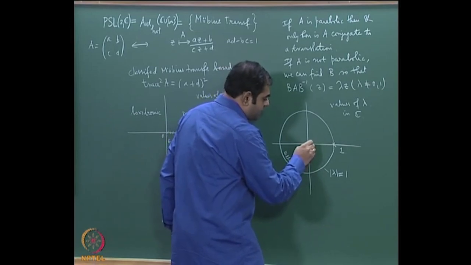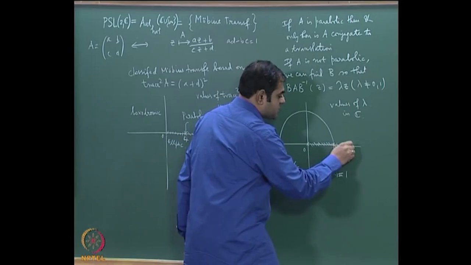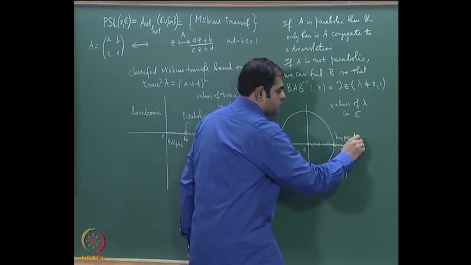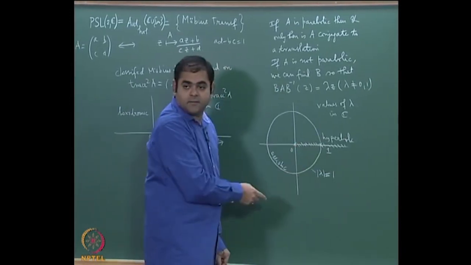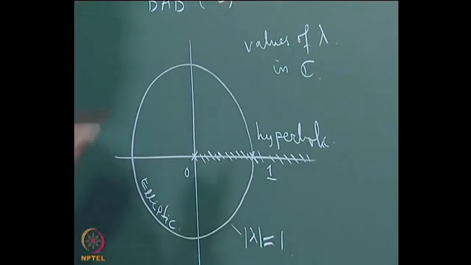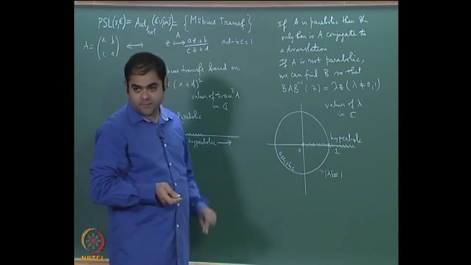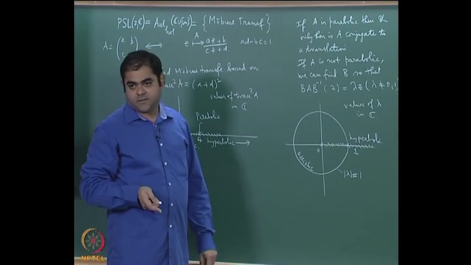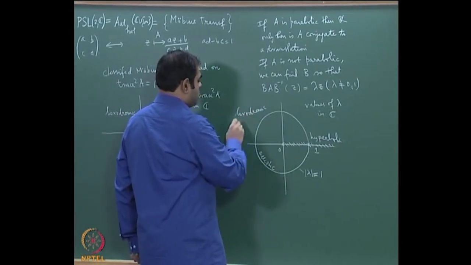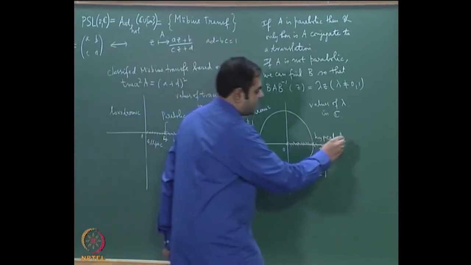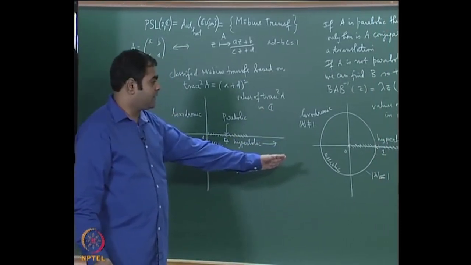Then if lambda is real positive, and of course lambda is not equal to 1, then you get hyperbolic. The whole of the positive real line excepting 0 and 1 corresponds to the case when A is hyperbolic. Mod lambda equal to 1 is the case when A is elliptic, and all the rest of it is the loxodromic non-hyperbolic case. In general I'll just write it here as loxodromic, mod lambda not equal to 1. So hyperbolic is lambda real positive, of course lambda not equal to 1. This is the picture based on values of lambda.